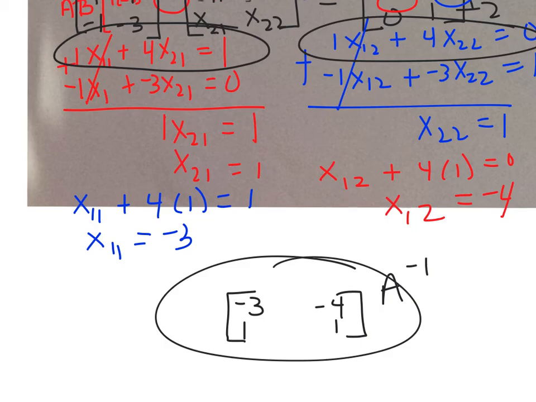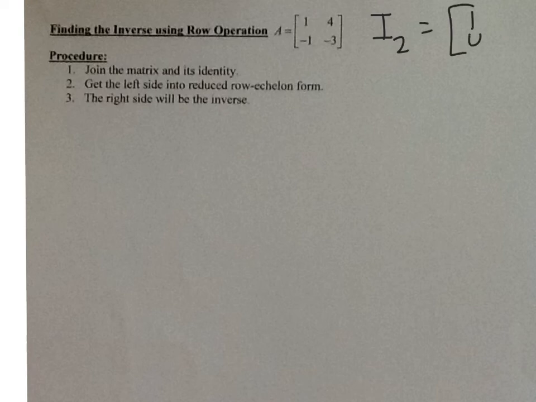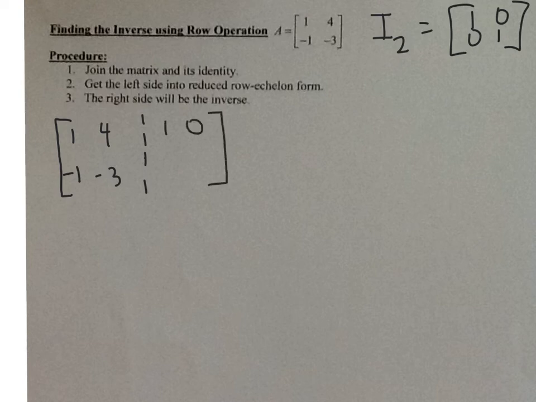Okay, so let's flip it over. All right, so another way to find the inverse is using row operations. So what we're going to do is take our matrix and the identity. My identity is going to be 1, 0, 0, 1. And I'm going to join them together. So it'll look like this. So it'll be 1, -1, 4, -3. And I'm going to put dot, dot, dot, and I'm going to put the identity right next to it. So it'll be 1, 0, 0, 1.